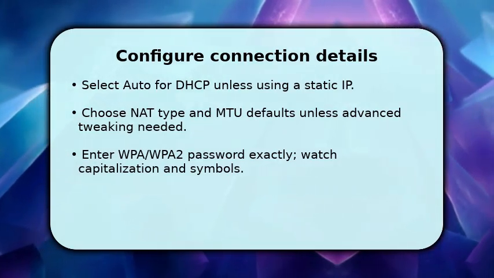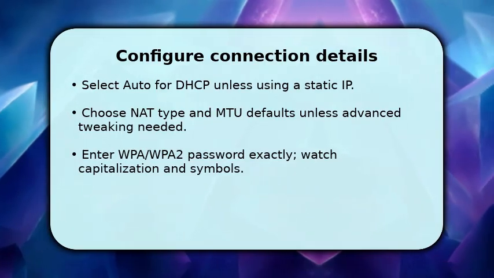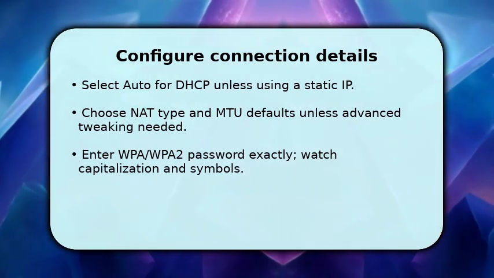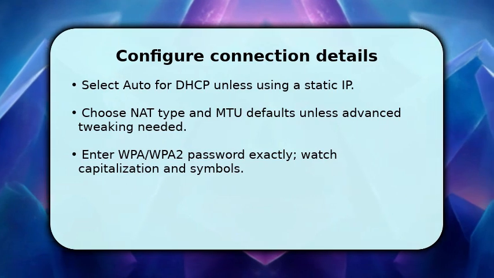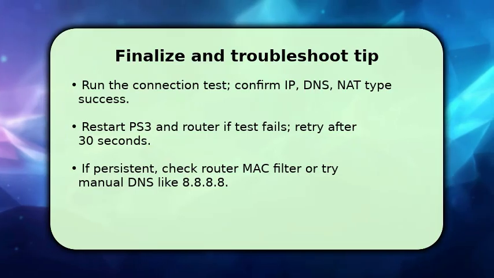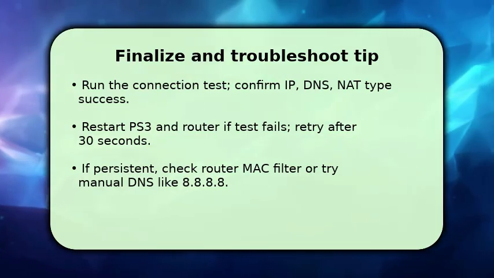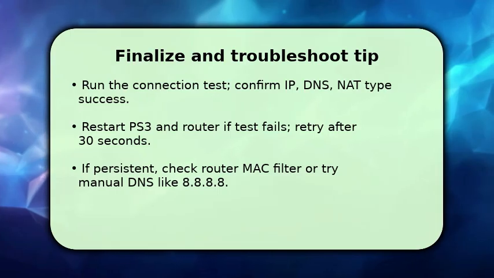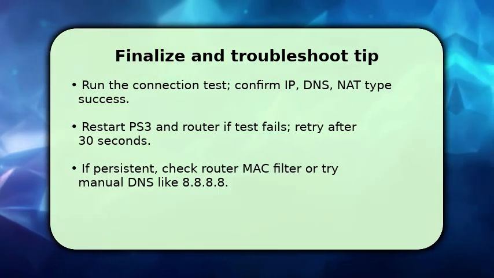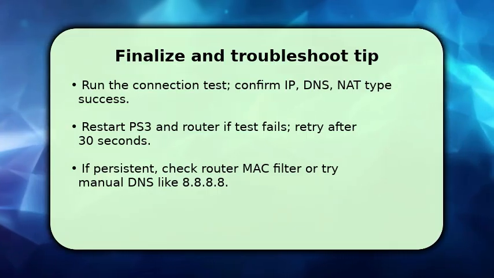your router. Once configured, the Ps3 will run a connection test. Observe IP, NAT type, and successful DNS resolution so you know why it works. Finish by running the Ps3 connection test and confirming it shows an IP address, valid DNS, and a usable NAT type. If the test fails, restart the Ps3 and router, wait 30 seconds, then retry.